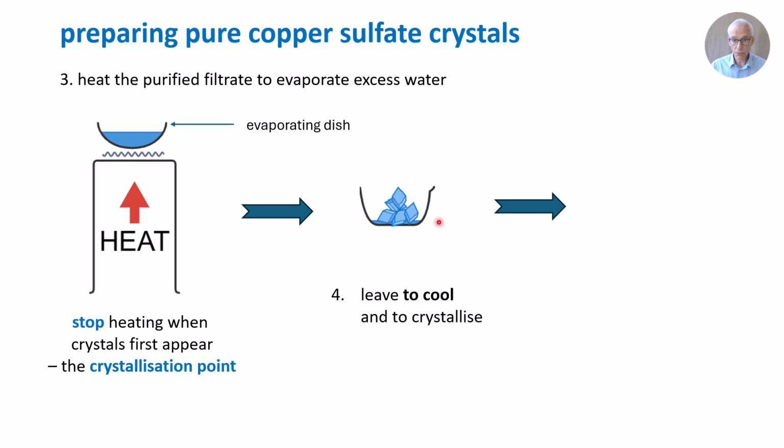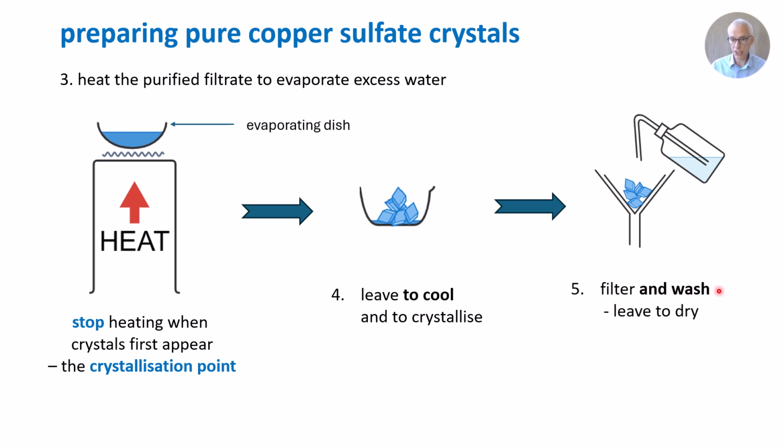Having reached the crystallization point, remove the dish from heat and leave to cool, and crystals will form. Now, we've got probably some excess copper sulfate solution, so to obtain pure copper sulfate crystals, we need to filter and then wash off with distilled water any remaining copper sulfate solution clinging to the sides of the crystal. So, as an exam answer, our last step is filter and wash, and then you leave to dry to get your perfect pure copper sulfate crystals.